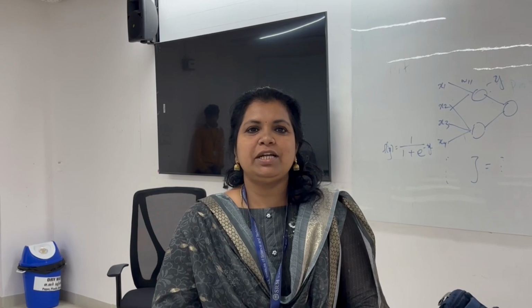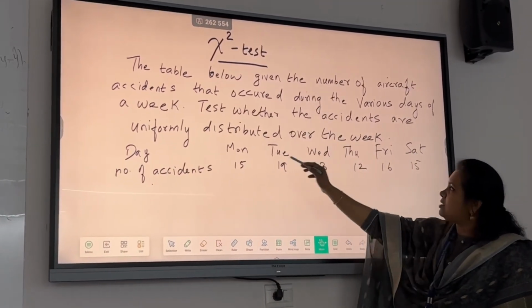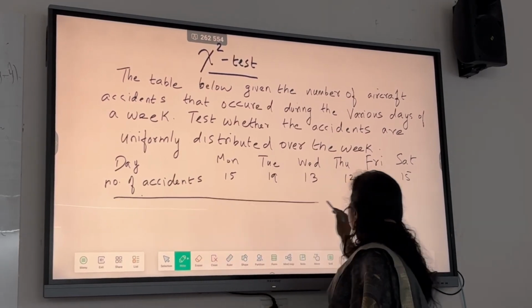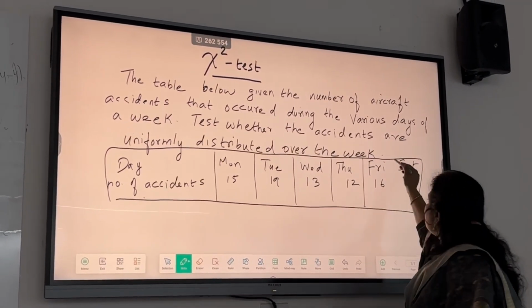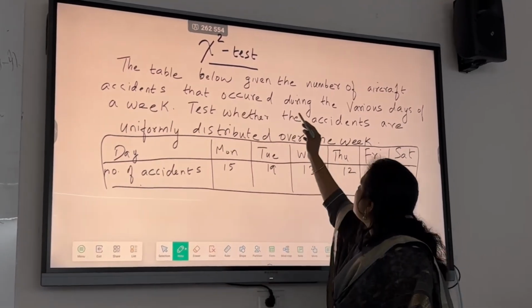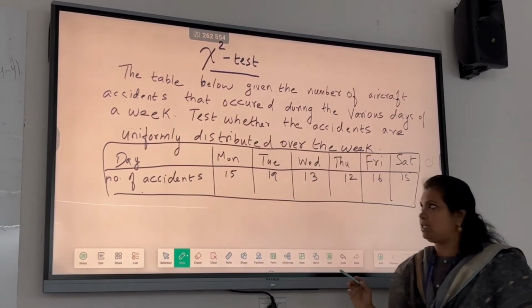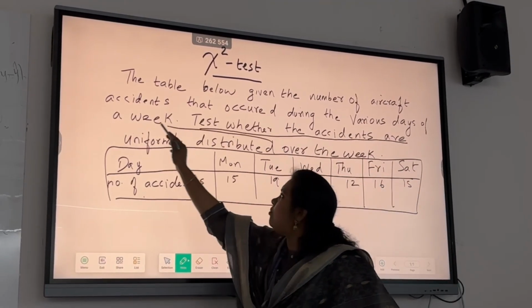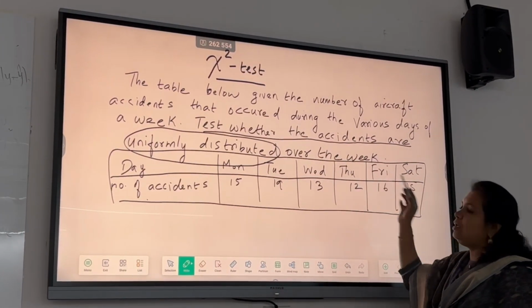Welcome to my channel. Today's topic is problems on chi-square test. The question is, the table below gives the number of aircraft accidents that occurred during the various days of the week. Now you have to test whether the accidents are uniformly distributed. It's a very, very important word: uniformly distributed over the week.